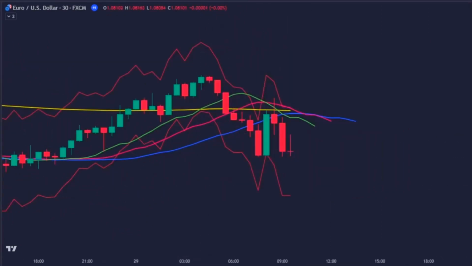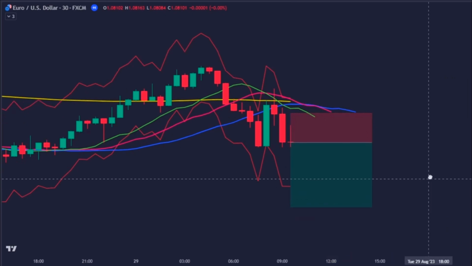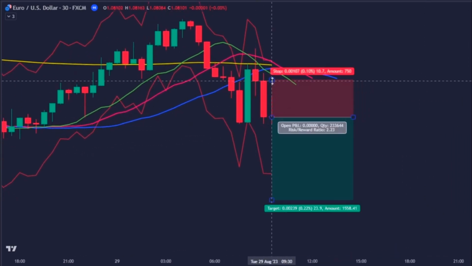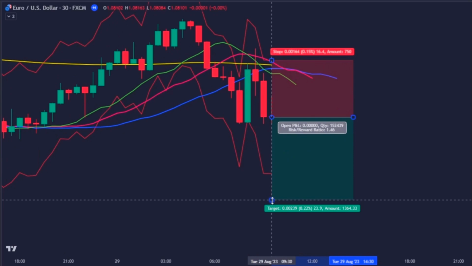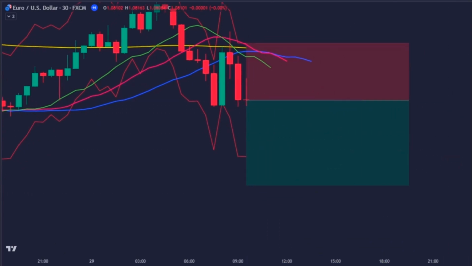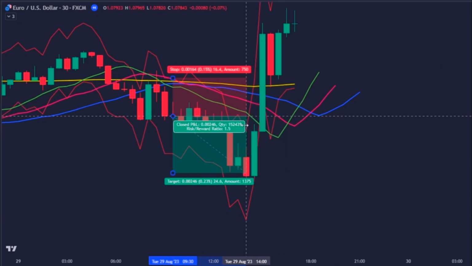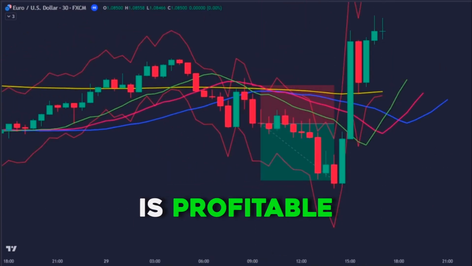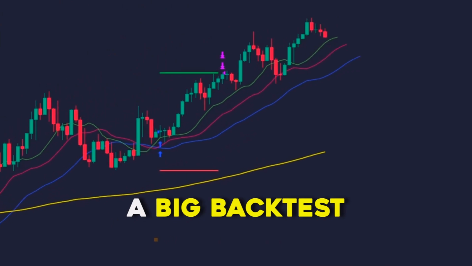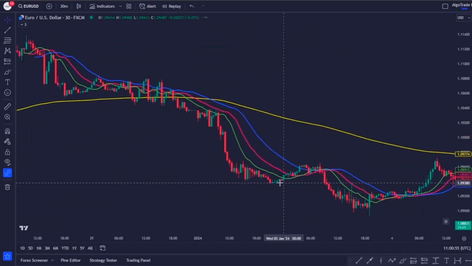In this second example, you can see that the lips line from the alligator crossed below the jaw and teeth lines, and at the moment of the signal, the closing price was below the three lines from this indicator and also below the 200 exponential moving average, and so this was a valid short trade. You would enter at the closing of the signal candle with the stop loss on the upper ATR band and the take profit again on the 1 to 1.5 risk to reward ratio zone, and again this would be another profitable trade. But this doesn't mean this strategy is profitable at all. We need to perform a big backtest to discover that. And so, let's jump to that part of the video.